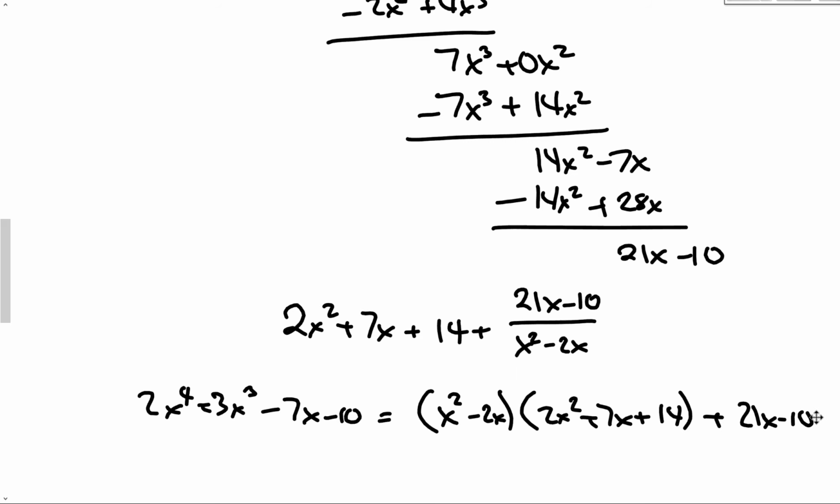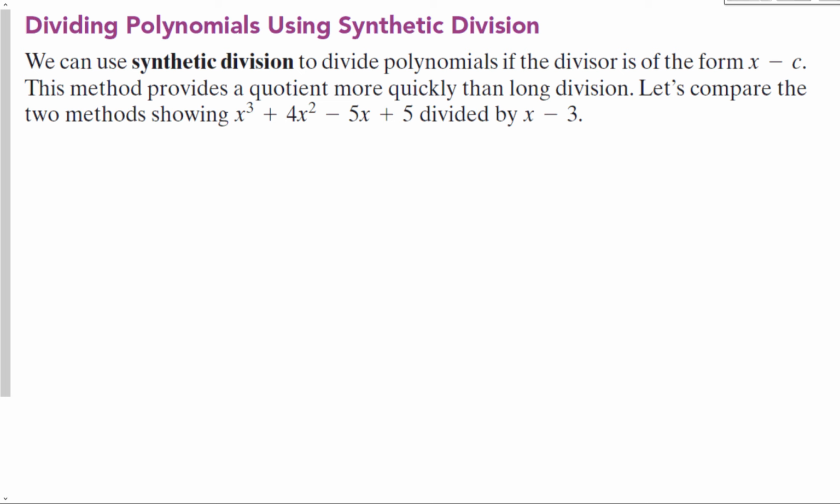Okay? So we can still use that part of the division algorithm to say that the divisor times the quotient plus the remainder is equal to my original expression. Okay? Now let's get to the easier method.